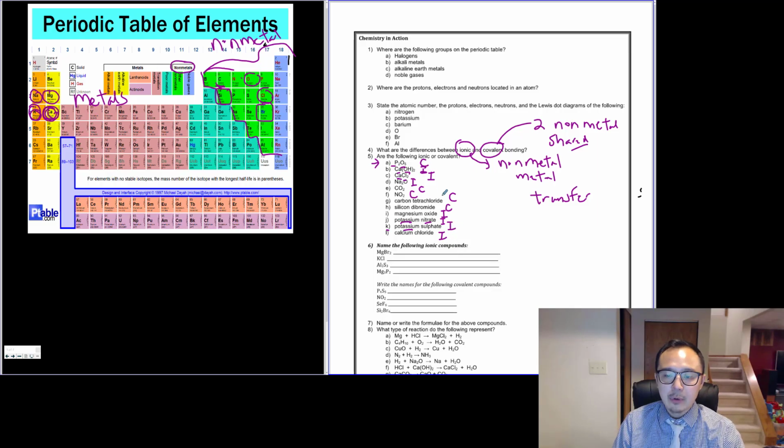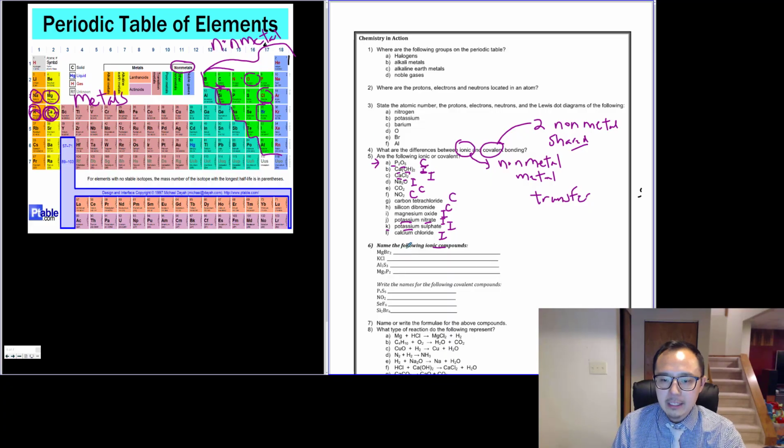So if we were to look at number 6, this is naming ionic compounds. Naming ionic compounds is different than covalent because ionic compounds do not need the prefixes. So how you name this is just the first element stays the same. The second element, regardless of how many you have, you just need to change the ending to -ide.